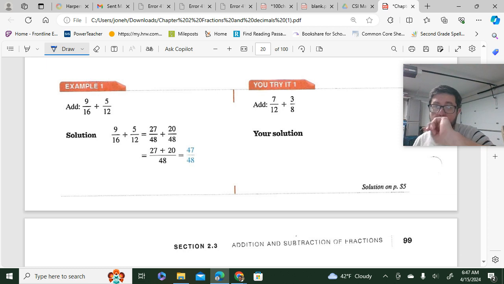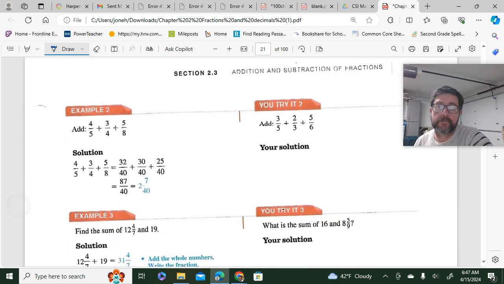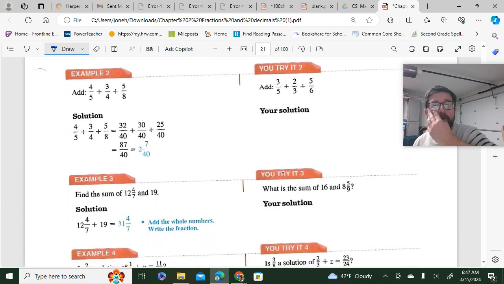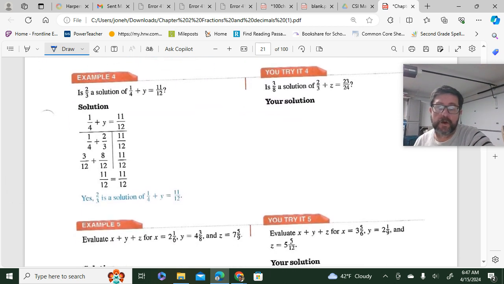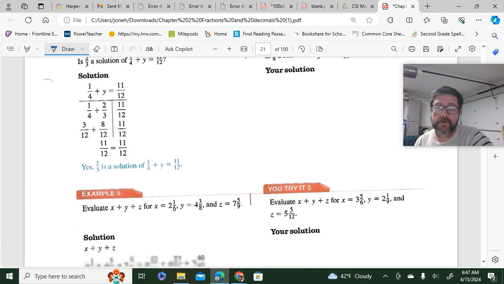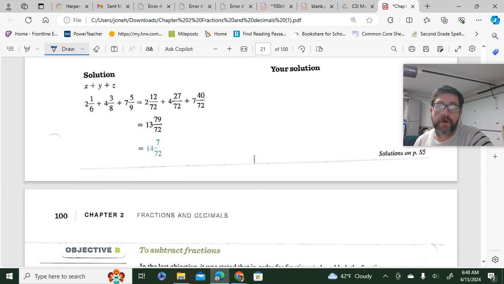Pause it and do the math. It's not hard. 9 fraction button 16 plus 5 fraction button 12. Okay, pause it and do the math.